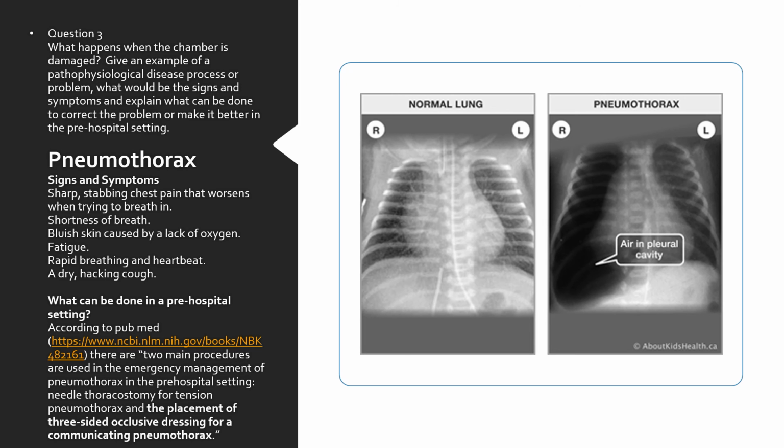As far as what we can do in a pre-hospital setting, I found that on PubMed and also chose to quote that as well. They say there are 2 main procedures used in the emergency management of pneumothorax in the pre-hospital setting: a needle thoracostomy for tension pneumothorax and the placement of a 3-sided occlusive dressing for a communicating pneumothorax.